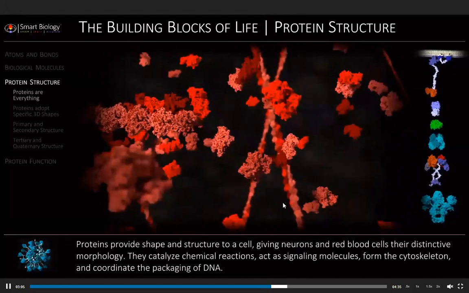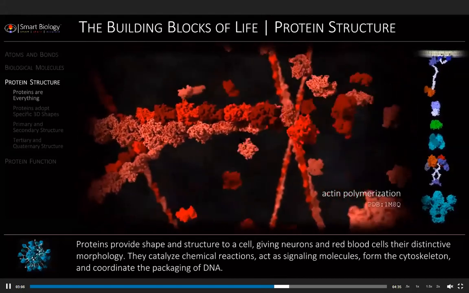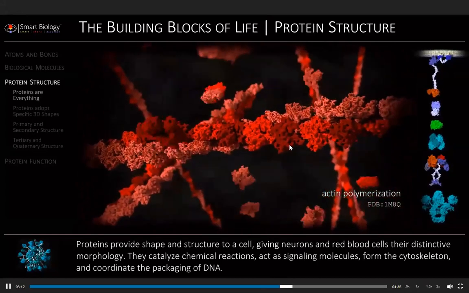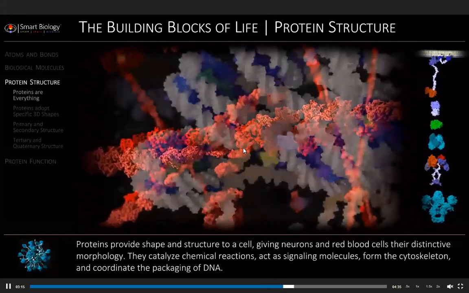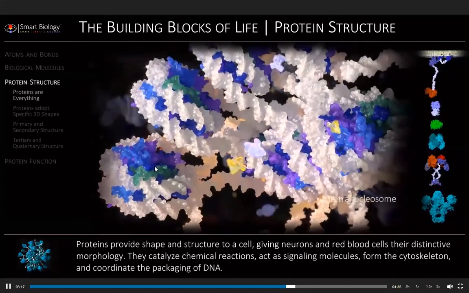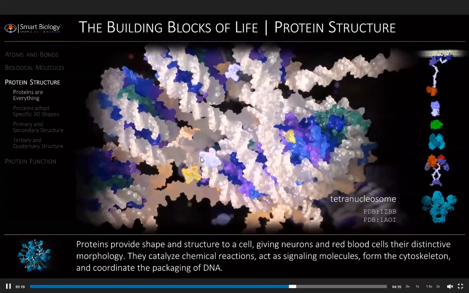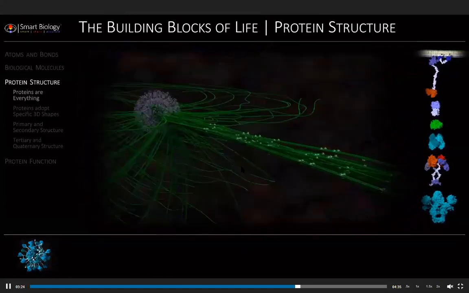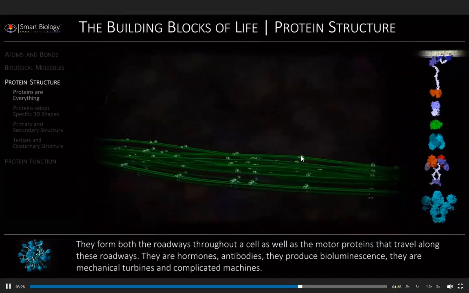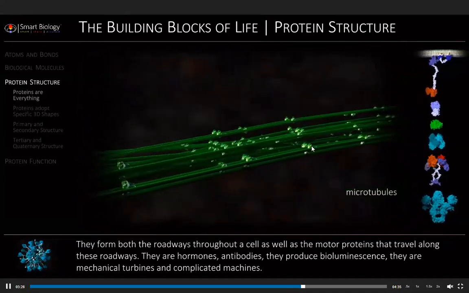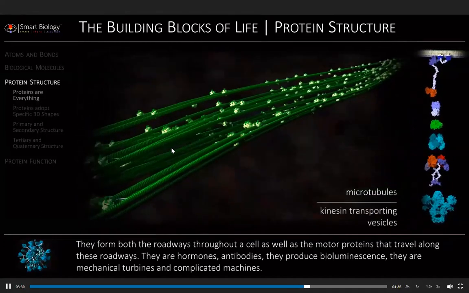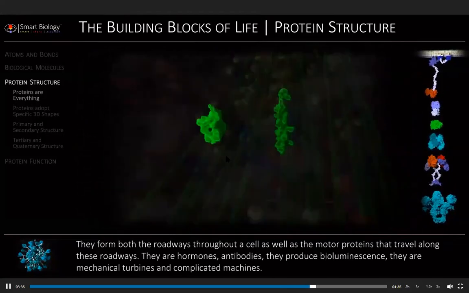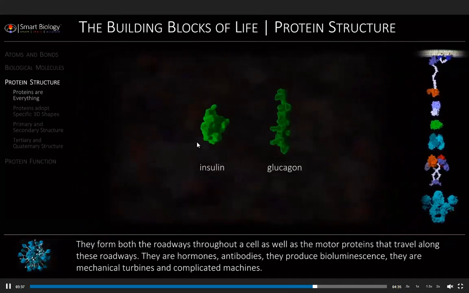And here, again, beautifully, we have actin polymerization. So this is a cytoskeletal protein that is getting polymerized in the cell in order to help the cell to move, perhaps. Proteins provide, again, shape to the DNA. So this is a tetranucleosome, for example. Here we have the microtubules, and on the microtubules, you can see also a number of motor proteins. These motor proteins help to move various different macromolecules on the surface.